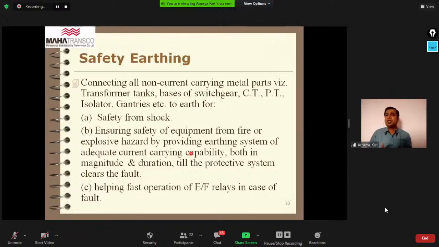As we are aware, when the testing batch visits site for the commissioning of any equipment, they check before commissioning whether proper earthing is provided to the equipment or not. That type of earthing is safety earthing. So all non-current-carrying parts connected to the ground come under the category of safety earthing.